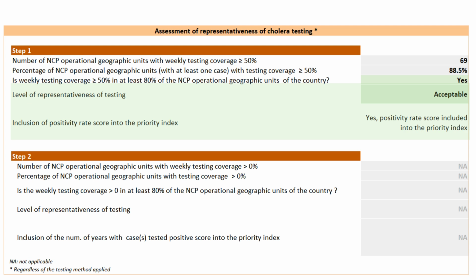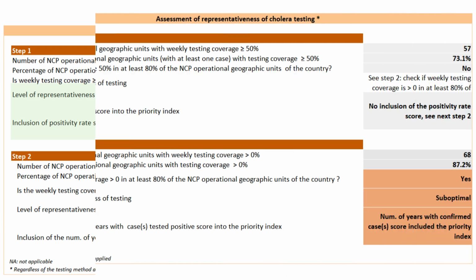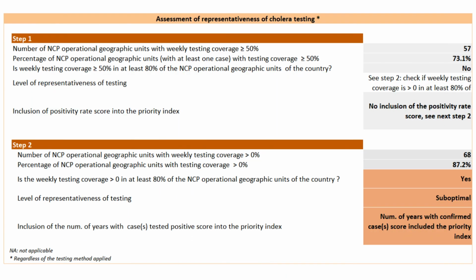If the representativeness of cholera testing was assessed as suboptimal, the number of years with cases tested positive was used in the analysis. This is how this is displayed in the tool. The number of years with cases tested positive is scored on a 2-point scale. In this situation, the maximum value of the priority index is 11.